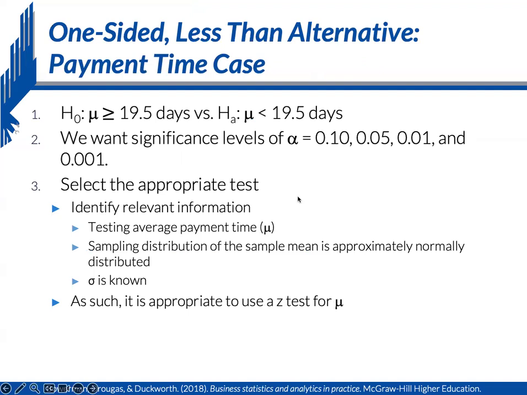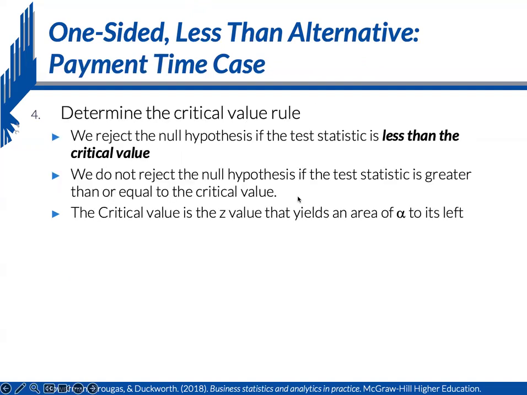Using the critical value method, the rule is now a bit different. For a one-sided less than alternative hypothesis, the rejection rule is that we reject the null hypothesis if the test statistic is less than the critical value. Compared to what we got earlier for one-sided greater than, remember, we rejected the null hypothesis if the test statistic exceeded the critical value. But since this is one-sided less than, the rejection rule is to reject the null hypothesis if the test statistic is lower than the critical value.